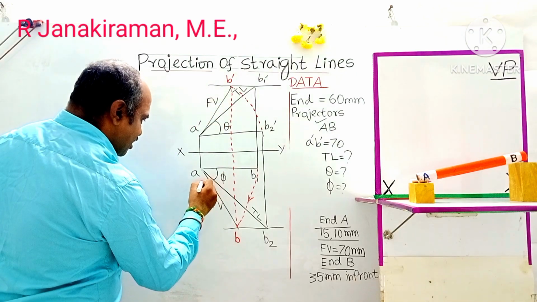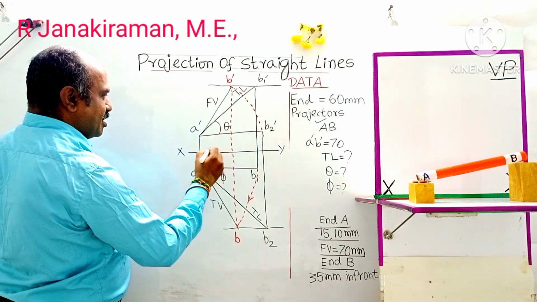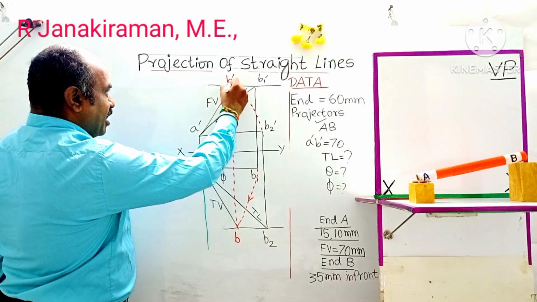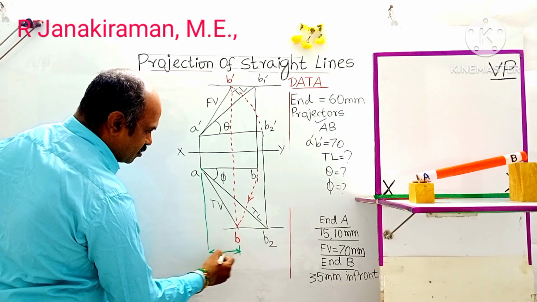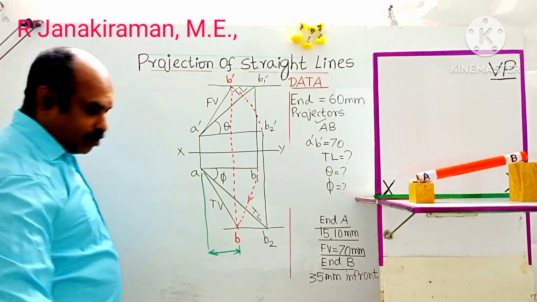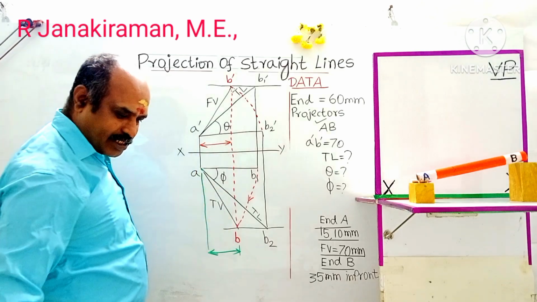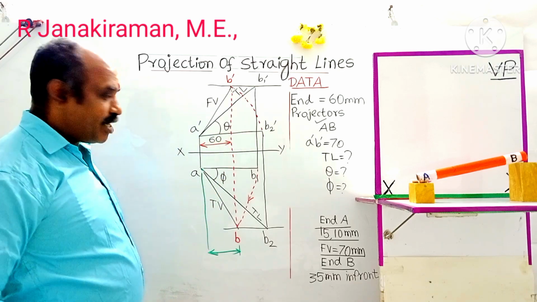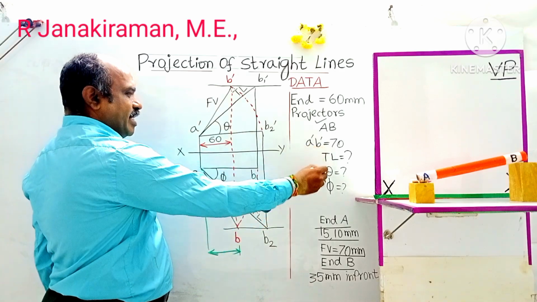The gap between the end projectors is given as 60 mm. That means if you extend this line A dash B dash downward, and similarly extend B dash and B downward, this gap is called the distance between the end projectors. Understand? This is that gap. In our question, this gap is given as 60 mm, 6 centimeter. It is one of the data. And using the other data, we are going to find what is asked: true length, theta and phi.